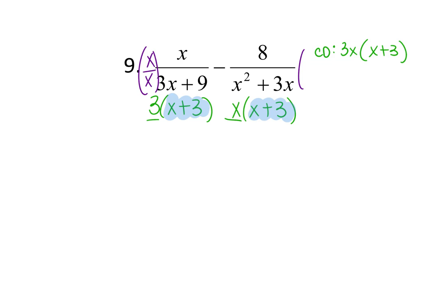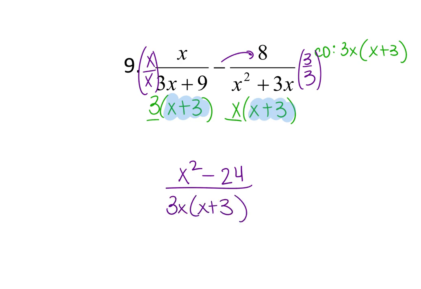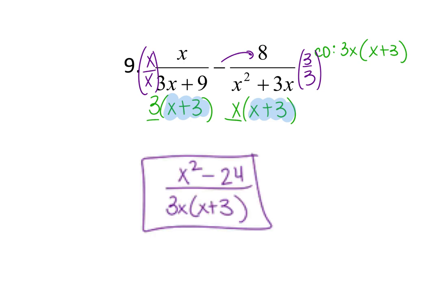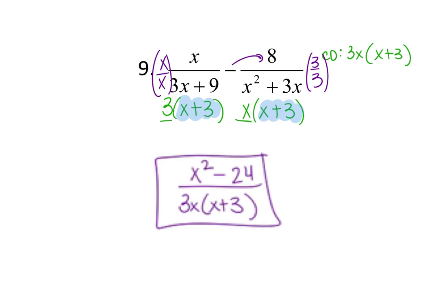Again, don't forget that negative is going with the 8. Oh, no, not just an x. What am I saying? It's missing a 3. Okay, so 3 over 3. There we go. Again, negative needs to go with the 8. Okay, so x squared minus 24 over 3x, x plus 3. 24 is not a perfect square, so we are done. Cannot do difference of squares.